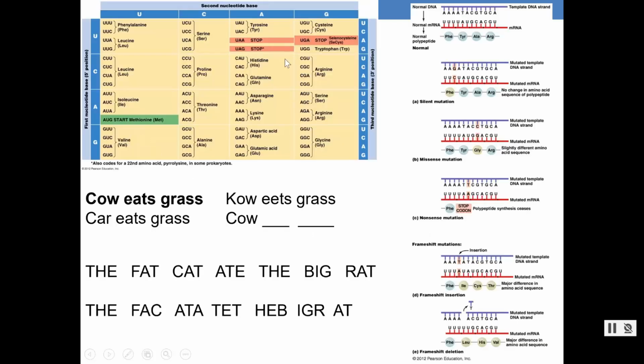Okay, so this should look familiar. This is your codon chart. You know how to read it. This up here is your normal DNA sequence. This is what's normal, what you've been passed down. Your DNA transcribes into an RNA sequence, and then it gets translated into a polypeptide chain, which makes a protein. In this case, you get phenylalanine, tyrosine, alanine, and arginine. So you get a polypeptide sequence, and then that protein is going to form and make a shape.